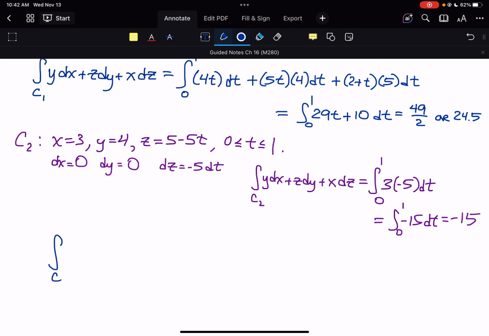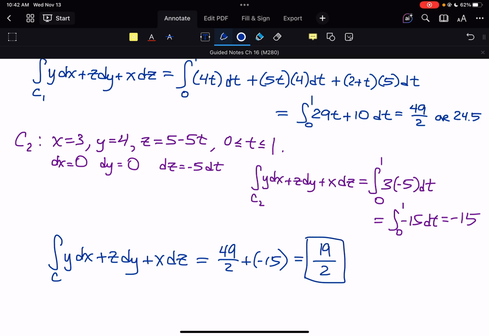So the line integral over C, the piecewise smooth curve here, is just the sum of these two. So 49 over 2 plus negative 15, which works out to 19 over 2. Or again, 9.5 if you like decimals better. So we end up with that value for our line integral.